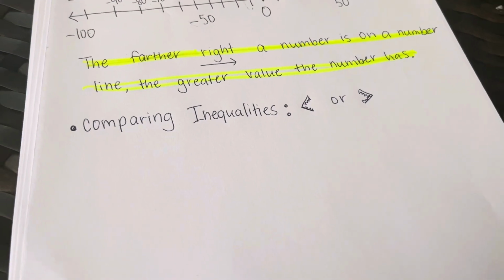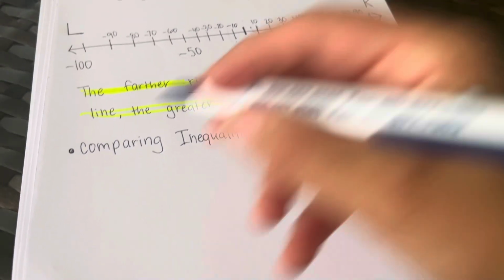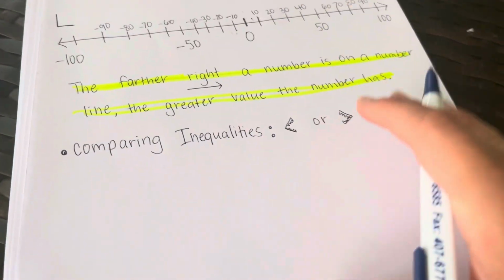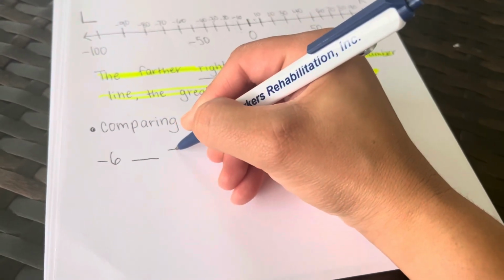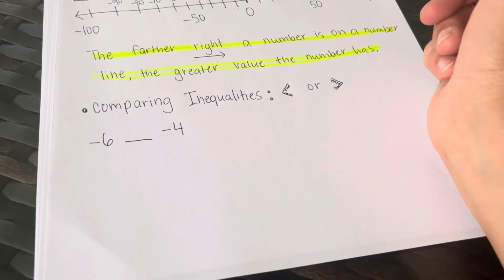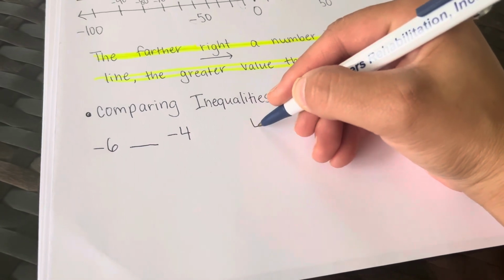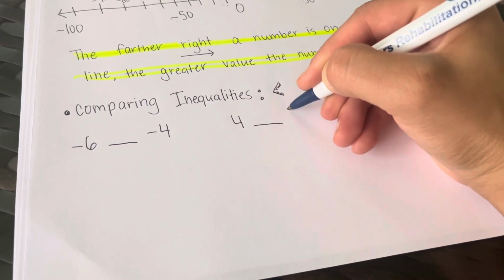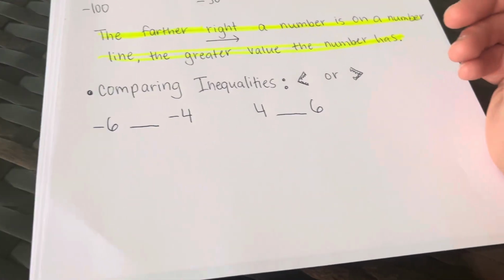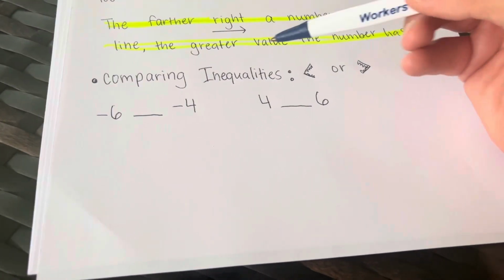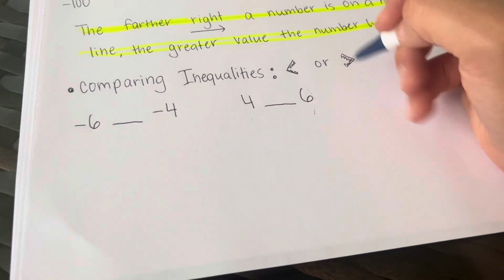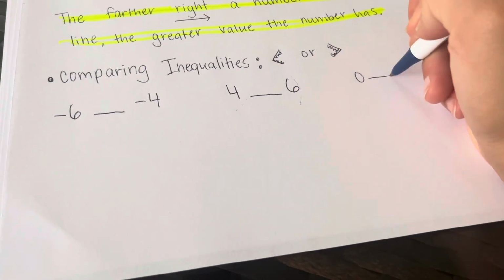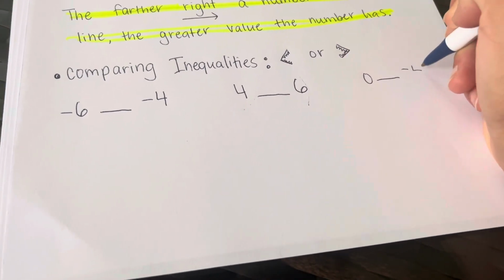So I'm going to give myself 3 options, and then I'm going to draw a number line in. So I'm going to put negative 6, and then a line, and negative 4. We're going to compare those two numbers. I'm going to put 4 and 6. If there's no symbol, there's no little minus sign, it's just positive. So this is a positive, normal, regular 4, positive, normal 6. And then I want to compare 0 and negative 4.